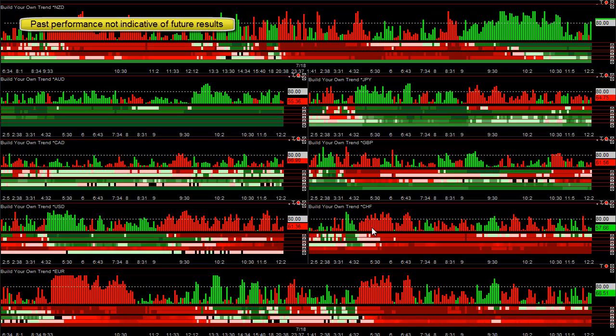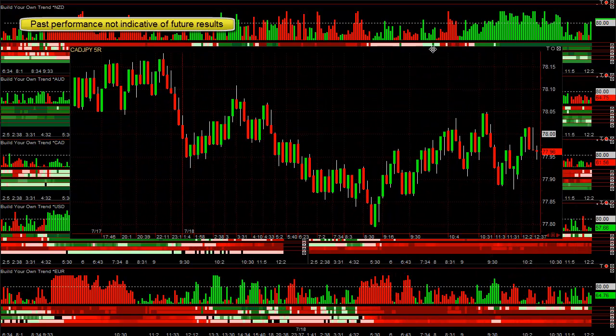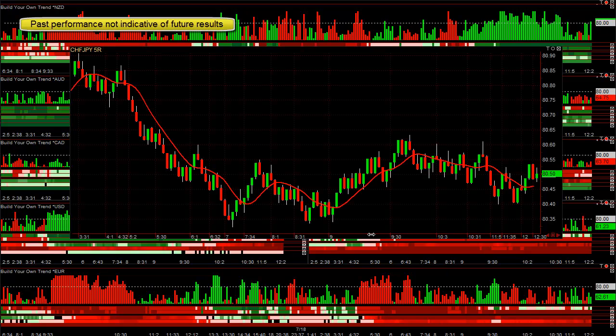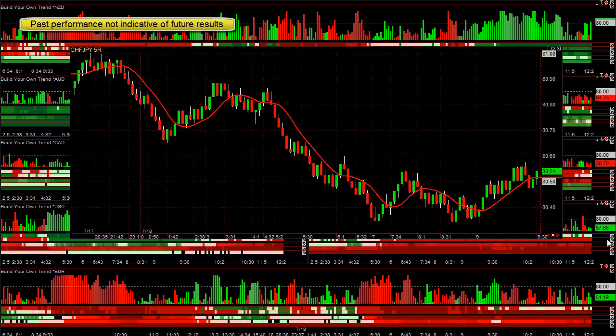So you can see the Swiss is weak on all time frames. The yen very strong. I don't leave this one running, so let me just bring up a Swiss yen chart. And you can see, especially earlier today, the trend is down, wait for a pullback, go short, you have a small profit here, nice 25, 30 pip profit here, small profit here.